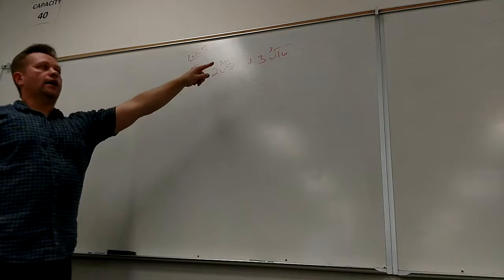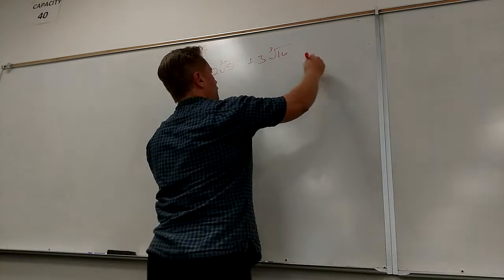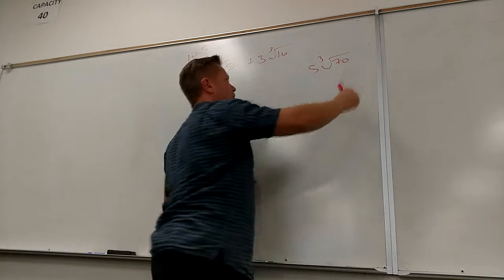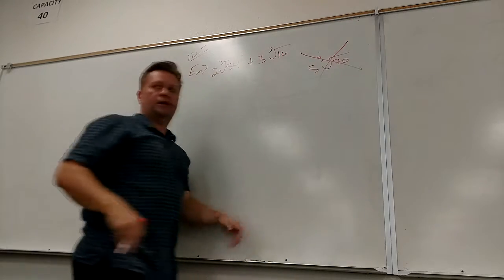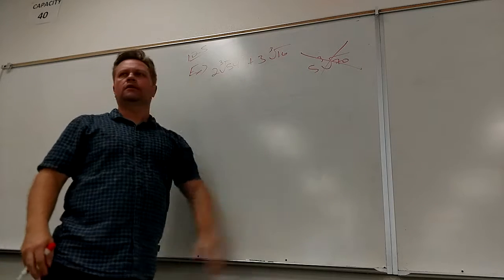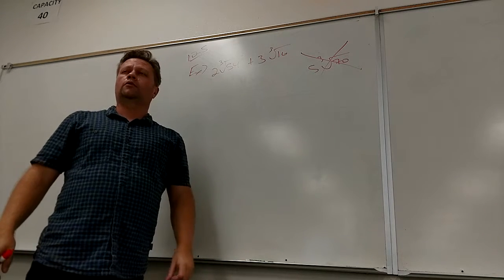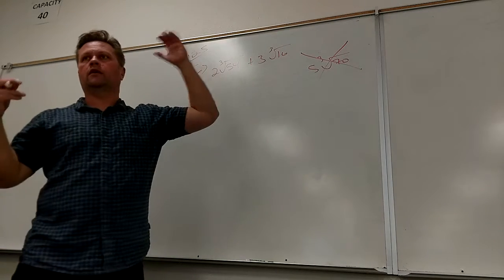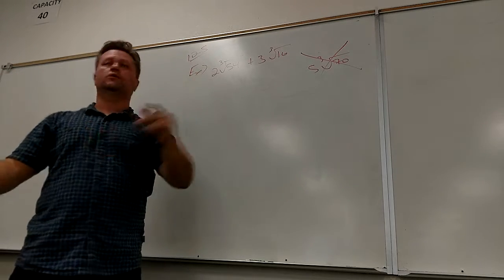So please, this is not 5 cube root of 70. Can you see where that came from? Somebody just went 2 and 3 is 5, and 54 and 16 is 70. What? You can only combine things if they are like terms. These are very much not.